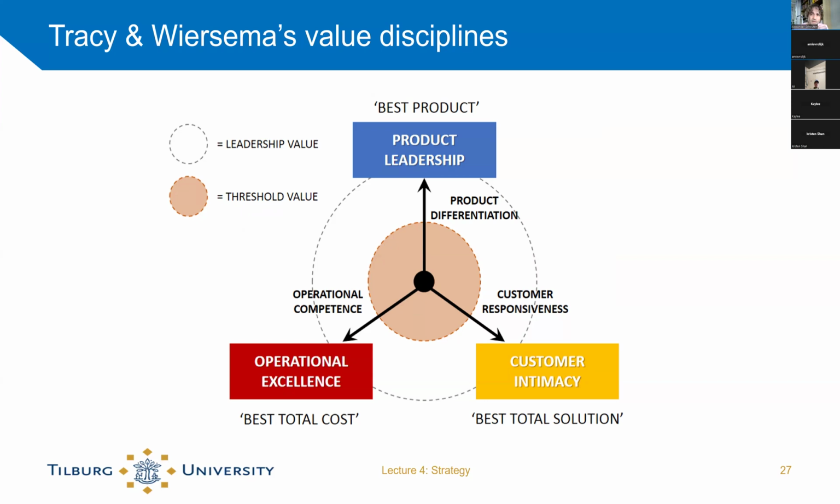They say there are 3 things you can focus on as an organization, and you cannot focus on all of them. So you should pick 1, maybe 2 that you want to be the best in. They say you can focus on either product leadership. This is similar to the differentiating strategy from Porter.